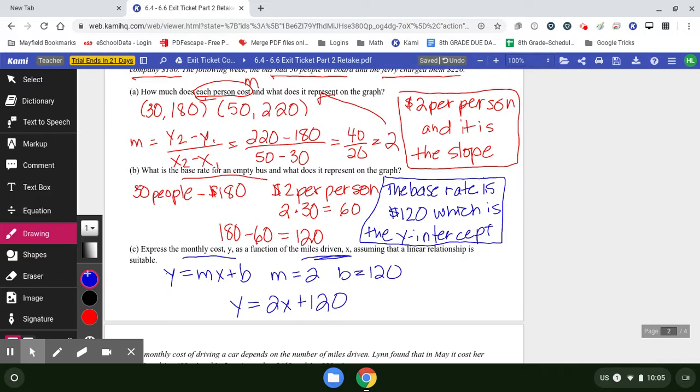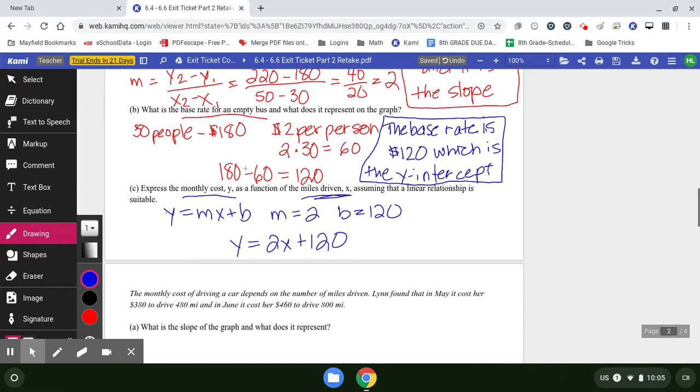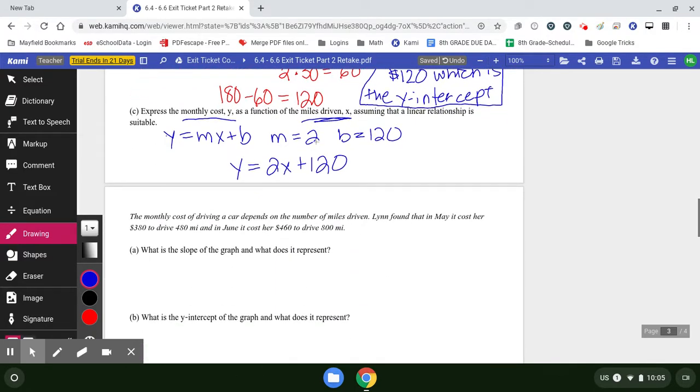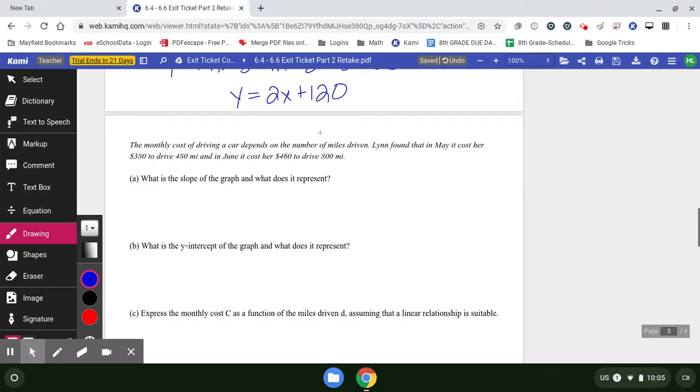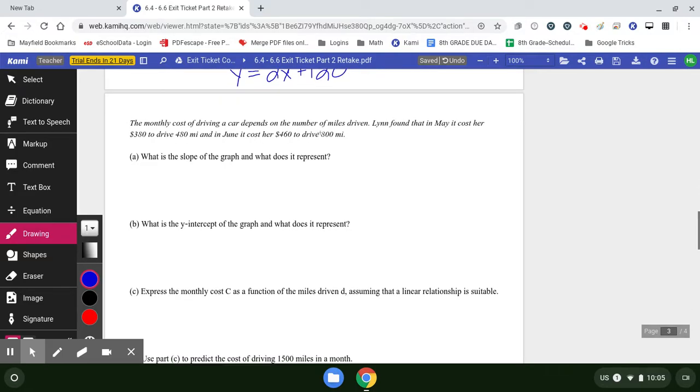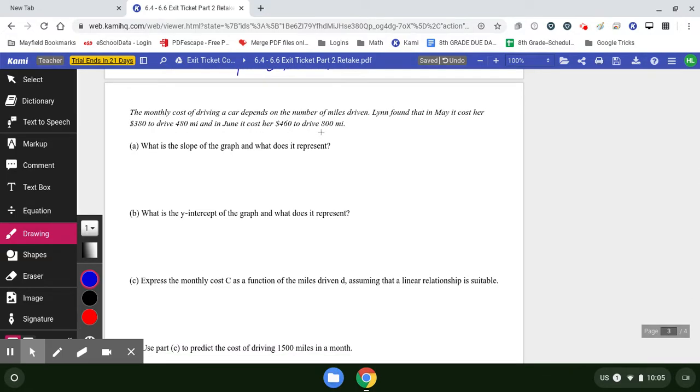Okay, you should start seeing a pattern. I'm going to do one more example. If you need one more, it is also similar. So the monthly cost of driving a car depends on the number of miles driven. Lynn found that in May it cost her $380 to drive 480 miles. And in June it cost $460 to drive 800 miles.